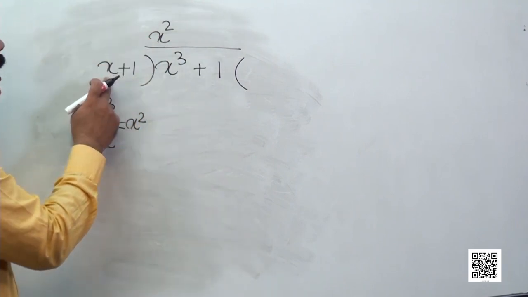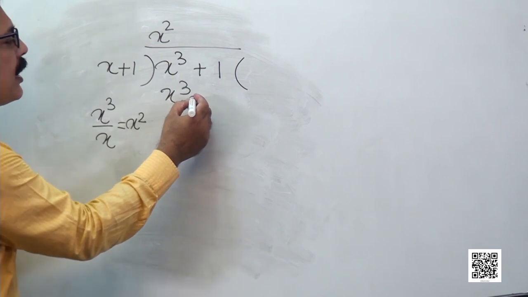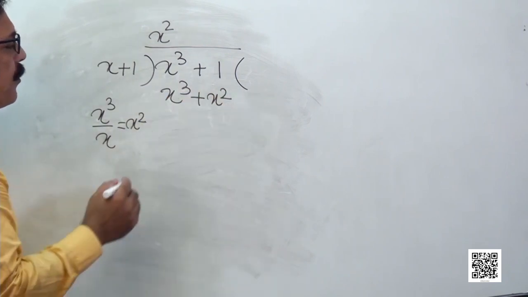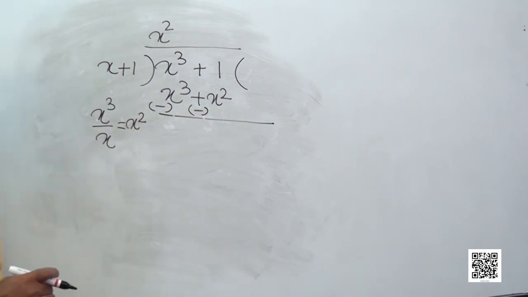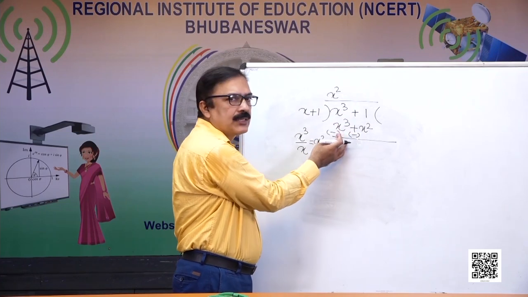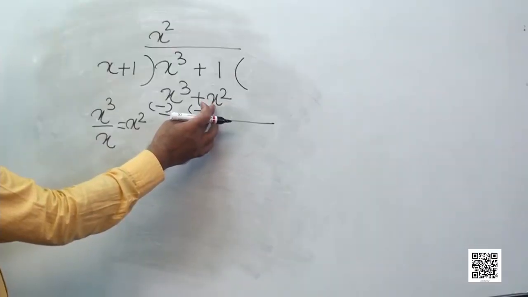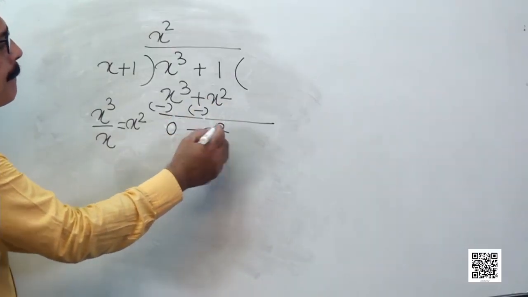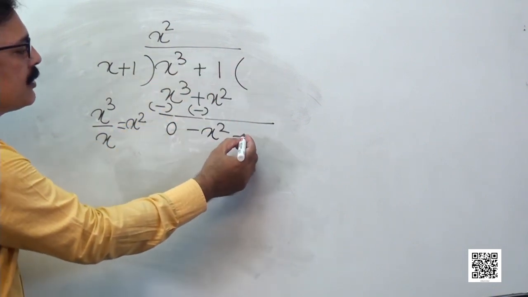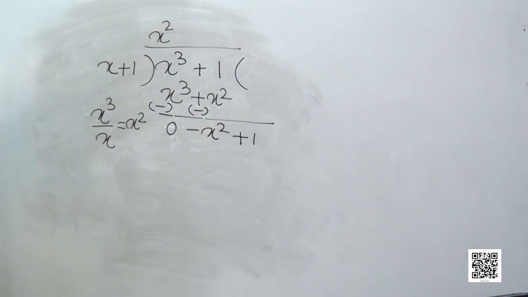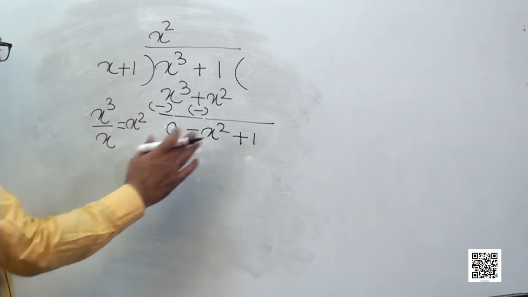Multiply this x square with x gives x cube. Multiply this x square with 1, that gives plus x square. Now subtract it. To subtract, we have to change the sign. So x cube minus x cube gives 0, and here we have minus x square. And we have to write the rest part of the dividend, that is plus 1. Here the new dividend is minus x square plus 1.